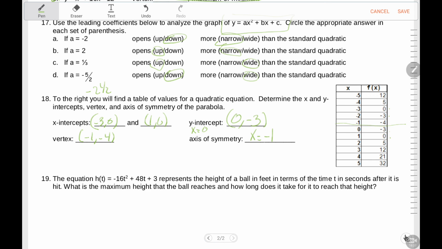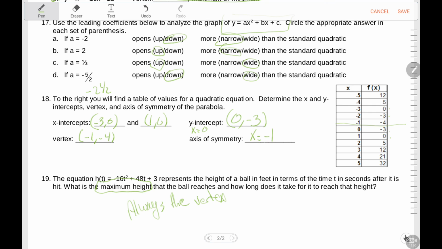Okay, the equation h of t, and I'll tell you what you need to know about this type of problem. This represents the height of the ball after t seconds. What's the maximum height the ball reaches? Very simply, if you're trying to find a max, remember our max and mins are always the vertex. Okay, so make sure you know that.